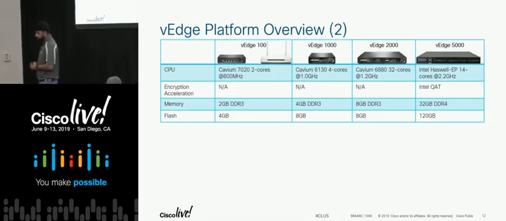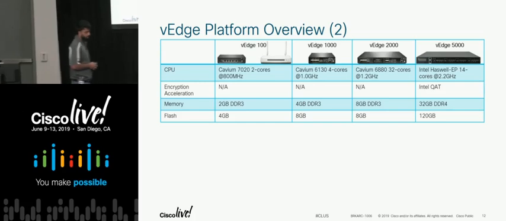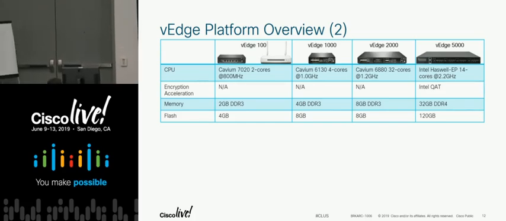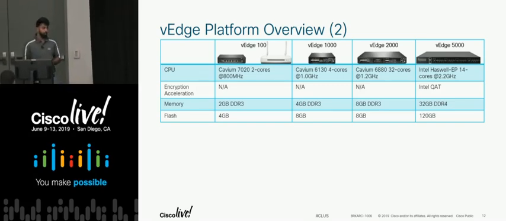Then this table gives you the CPU and the memory info. The CPU for the vEdge 100, 1000, 2000 goes in the KVM Octane processor. Then the 5000 alone is a little bit different: the Intel Haswell CPU. Then the memory. As you can see, the bigger the platform, the higher the memory.